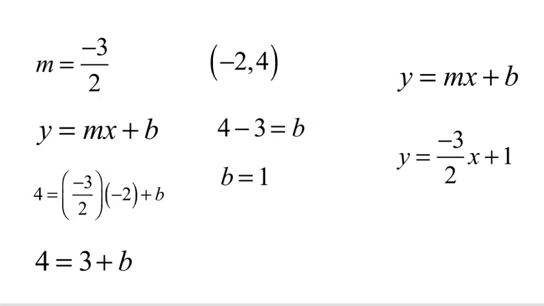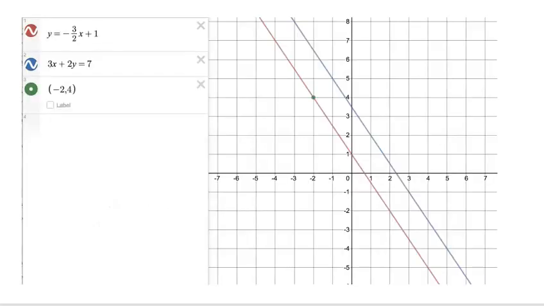So let's take a look at those two lines. We had y is negative 3 halves x plus 1, which we just did. That was the red line through the point negative 2, 4. We can see that green dot here. And that is indeed parallel to the line 3x plus 2y equals 7, which is the line in blue. Let's take a look at one more like that.